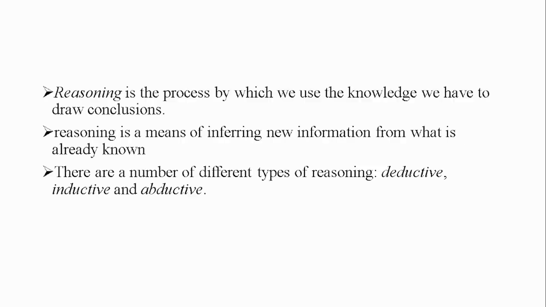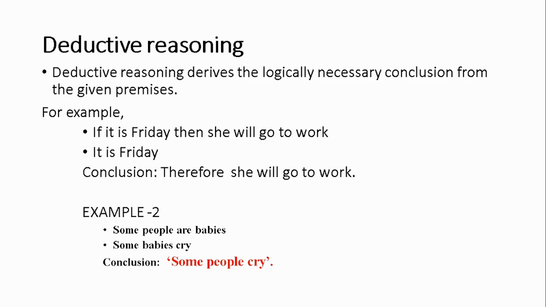Let's see the reasoning and problem solving topic. Generally, reasoning is the process of using knowledge to draw a conclusion. Sometimes reasoning is inferring new information from what is already known. There are a number of different types of reasoning: deductive, inductive and abductive. These are the three different types of reasoning available.